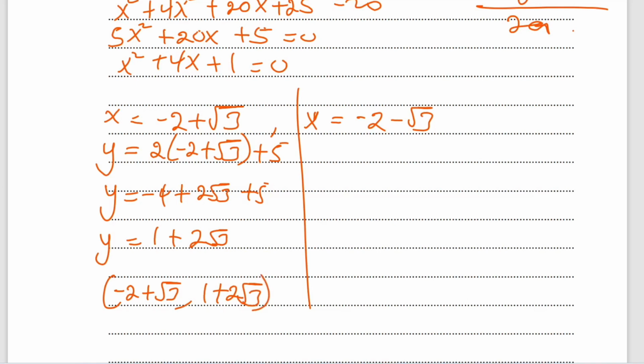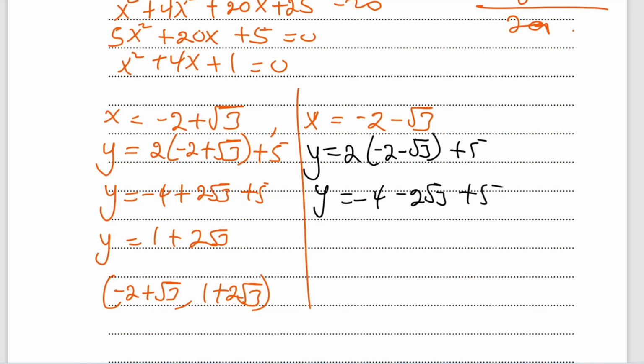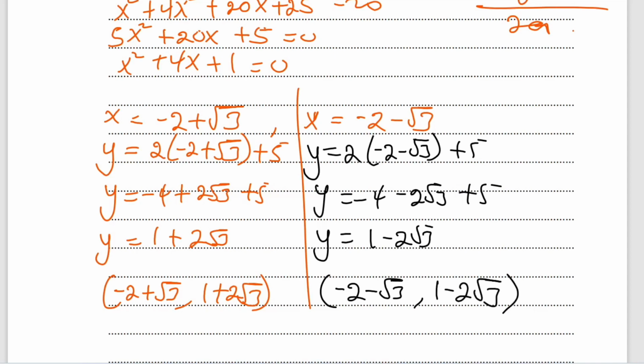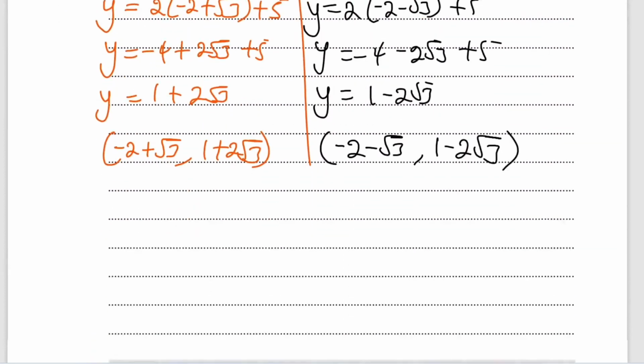You are done. The next one is going to be y is equal to 2 times x, which is this, plus 5. You expand, you get negative 4 minus 2 root 3 plus 5, giving us 1 minus 2 root 3. So our point there is going to be negative 2 minus root 3, comma, and then 1 minus 2 root 3. You may be wondering, which one is our A, which one is our B? Well, it doesn't matter. Don't even label anything. Just leave it like that.